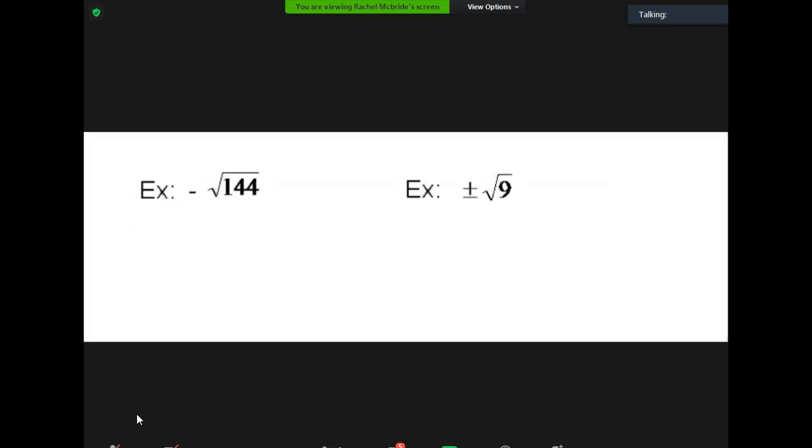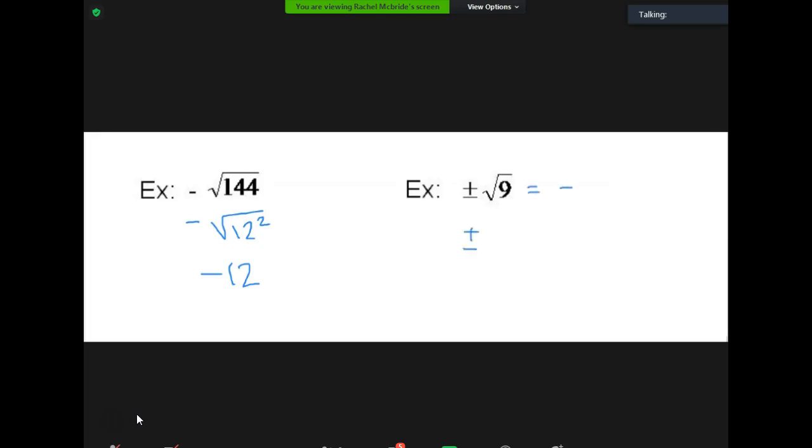So we have the negative square root of 144. 144 is a perfect square, so it is the same as negative the square root of 12 squared. So the square root and the square cancel, leaving you with negative 12. If you have a plus or minus in front of your square root, it tags along.